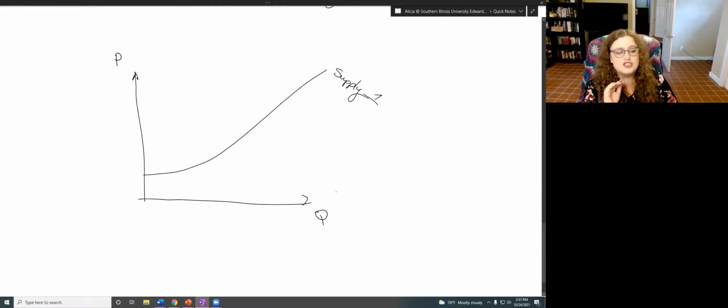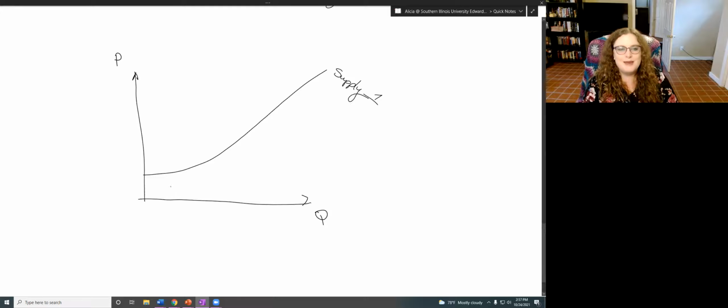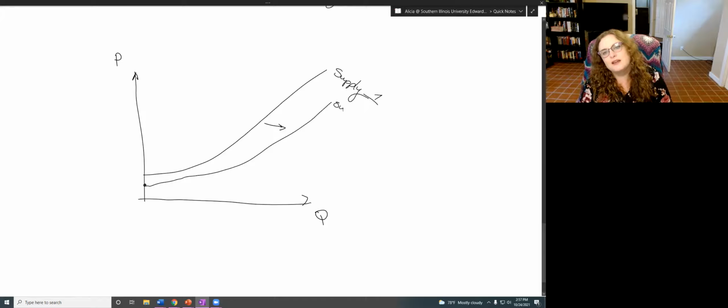Great year. It's so cheap to purchase milk right now. Okay, well, if one of my inputs is way cheaper, then maybe I can start producing at a lower price, right? Maybe we might see some sort of shift outwards. Let's call it supply two, where at each price point, I can actually produce more of something.